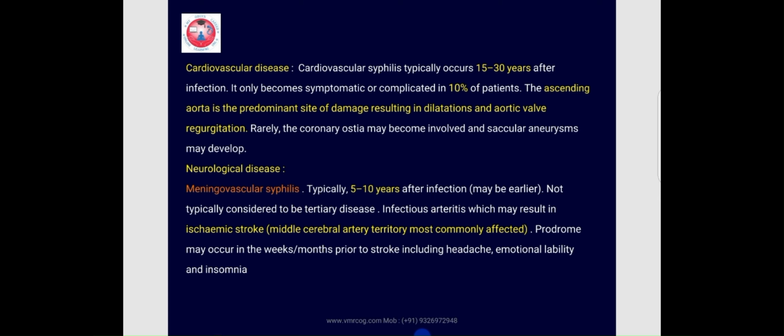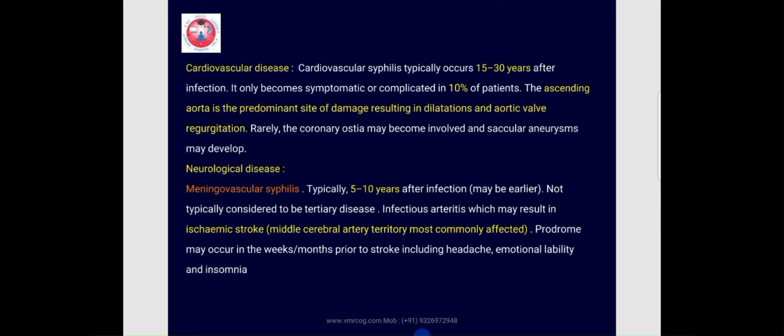Now coming to the cardiovascular manifestation, which is seen in around 10% of patients, and the presentation is around 15 to 30 years after the infection. It only becomes symptomatic or complicated in around 10% of patients. The site affected, this is very important because it is asked in the SBA, and once it was asked as an EMQ also. The ascending aorta is the predominant site of the damage, resulting in dilatation and aortic regurgitation. So the site of affection is the ascending aorta.